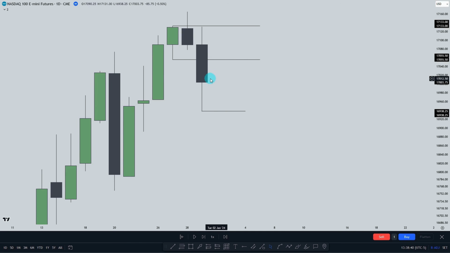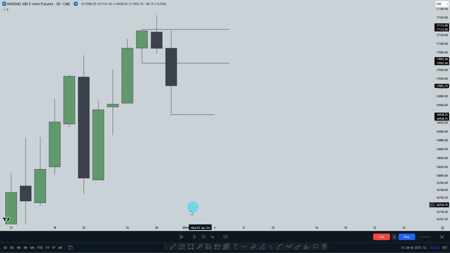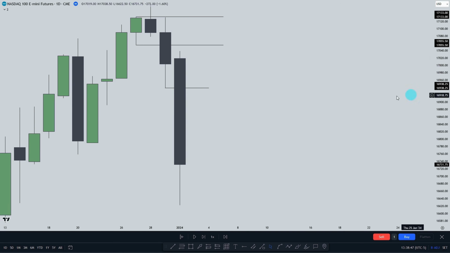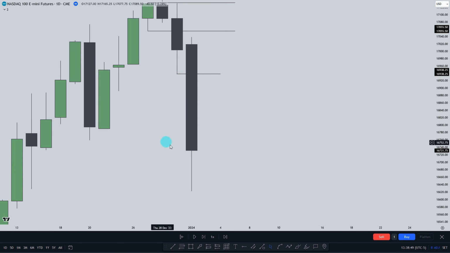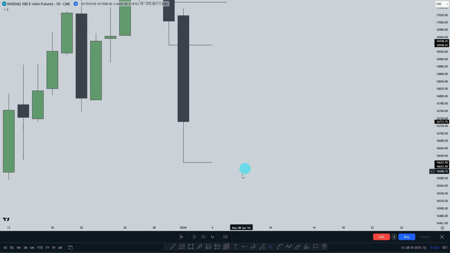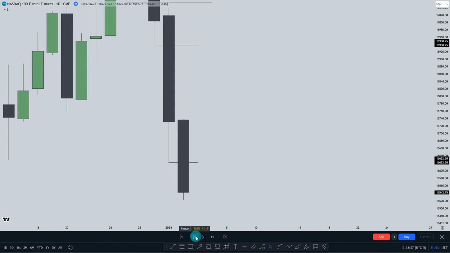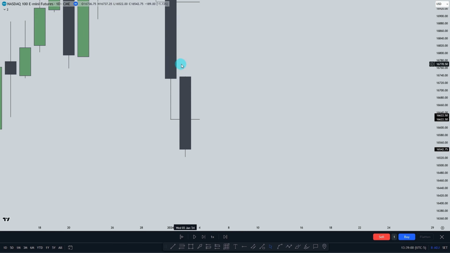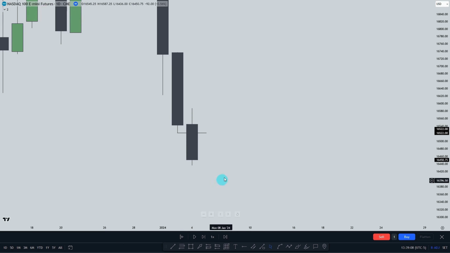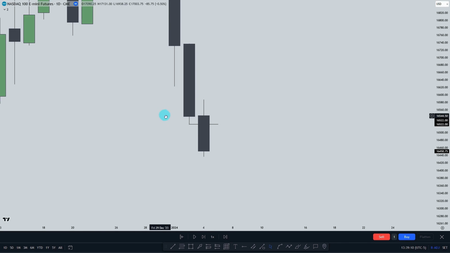So now we want to see price closing below this low right here. And as we see, price closes below previous day's low. So now we would anticipate previous day's low again to be targeted. And right here we see previous day's low being targeted again. So now we want to see previous day's low again closing below. And that we see right here.